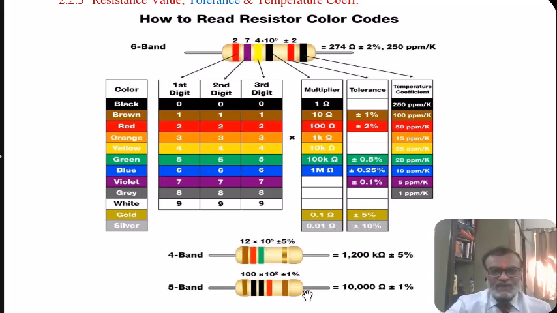Similarly, there are 5 band resistances and 6 band resistances. In these 5 band or 6 band resistances, the last ring of the value group is always the multiplier, and the remaining rings are the digits in sequence. For example, in this 5 band resistance, the first ring is brown, which corresponds to number 1. Then black and then black. Black corresponds to 0. So 1, 0, 0. And the last ring is a multiplier with 10 raised to a power.